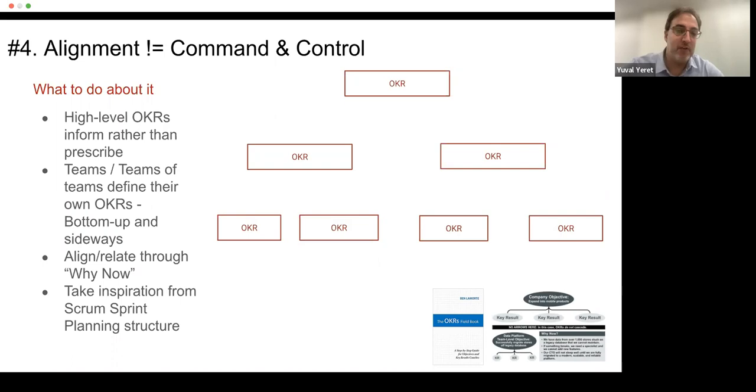Team of teams in the organization, they define their own OKRs, bottom up and sideways. They do align or relate through something we call "why now." So each OKR that we set somewhere in the organization, we provide the reasoning: why are we doing this right now? That might be a local reason within this area. It might be what's the theme that the organization is focused on, but it will still be a standalone OKR.